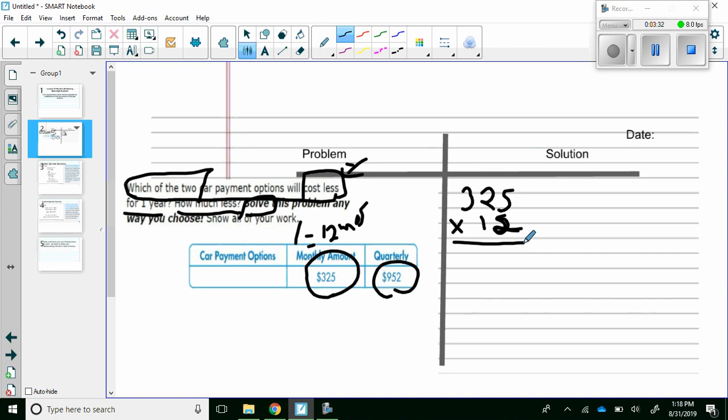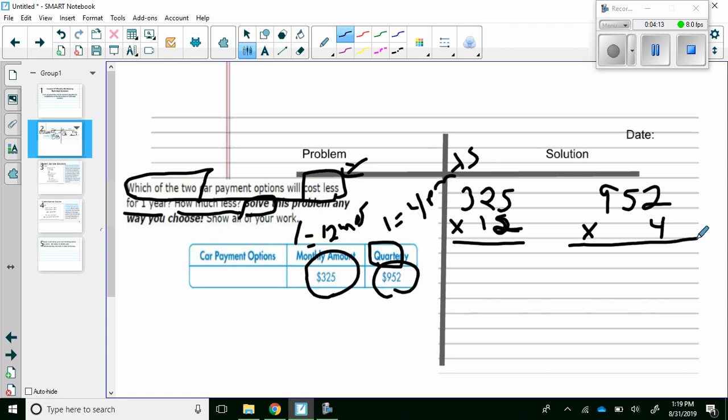The next option is going to be quarterly. Now, when I see quarterly, I see the keyword quarter, which means fourth or 4. So I know for this option that in 1 year, there's 4 parts to the year, so that would be 4 payments. So then it would be $952 times 4, because I would make that payment 4 times a year. The next step would be to solve each one of these problems.